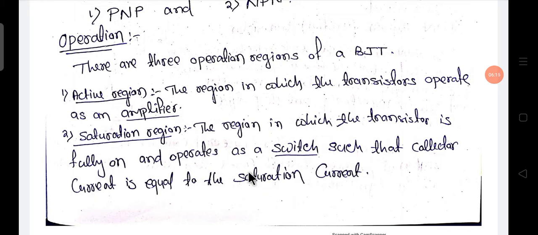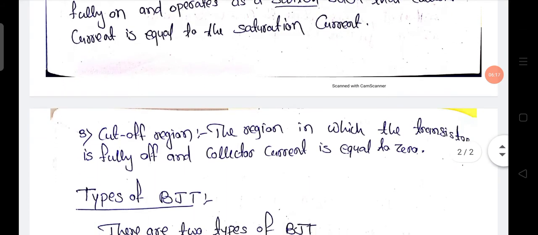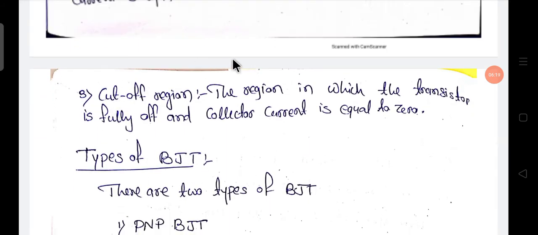Next is the cutoff region. It is the region in which the transistor is fully off, and the collector current is zero. We can take output current from our collector, or from the emitter. Here in the cutoff region the transistor is in the off state, and there is no working function.